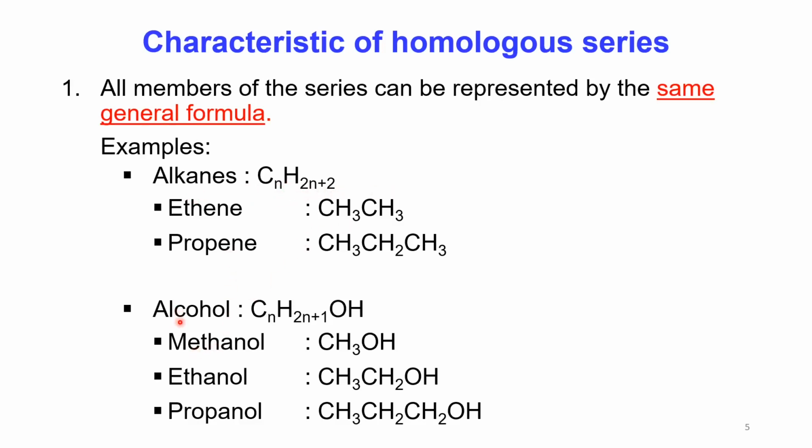Okay, the next example is alcohol, where the general formula is CnH2n+1OH. The first member in the homologous series of alcohol is methanol, with 1 carbon atom. The formula is CH3OH, and then we have ethanol, 2 carbon atoms, CH3CH2OH, and propanol with 3 carbon atoms, with the formula CH3CH2CH2OH. So these 3 members, methanol, ethanol, and propanol, are in the same homologous series, so they also have the same general formula, CnH2n+1OH.